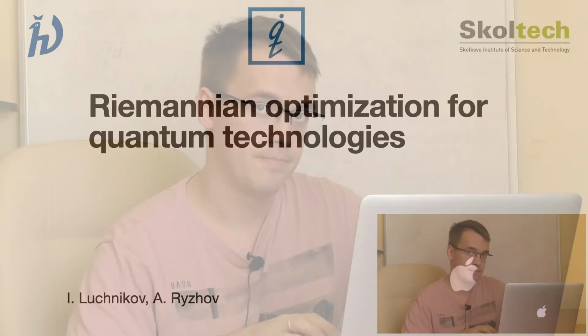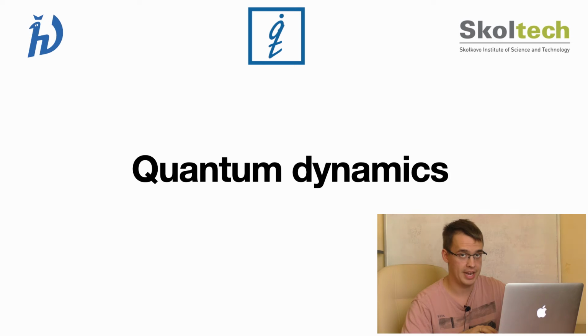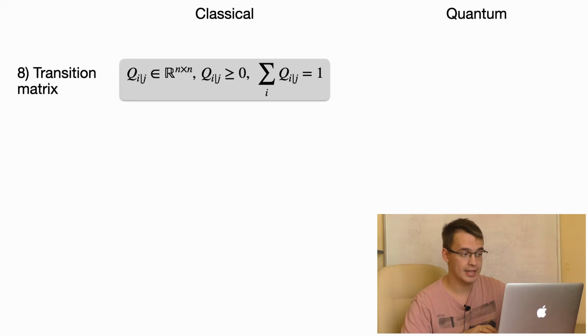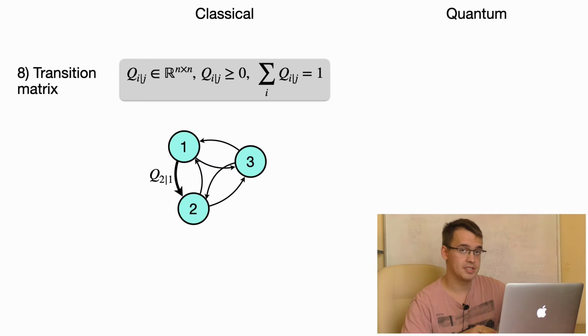Hi and welcome back. In this video I'm going to tell you about quantum dynamics, and as in previous videos I will be comparing dynamics of classical systems with dynamics of quantum systems. In the classical case one can describe dynamics of a probability vector by a so-called transition matrix. A transition matrix is essentially the probability of a transition from state j to state i. We usually represent a transition matrix as a directed graph with weighted edges, and each weight shows the probability of a transition from one node to another.